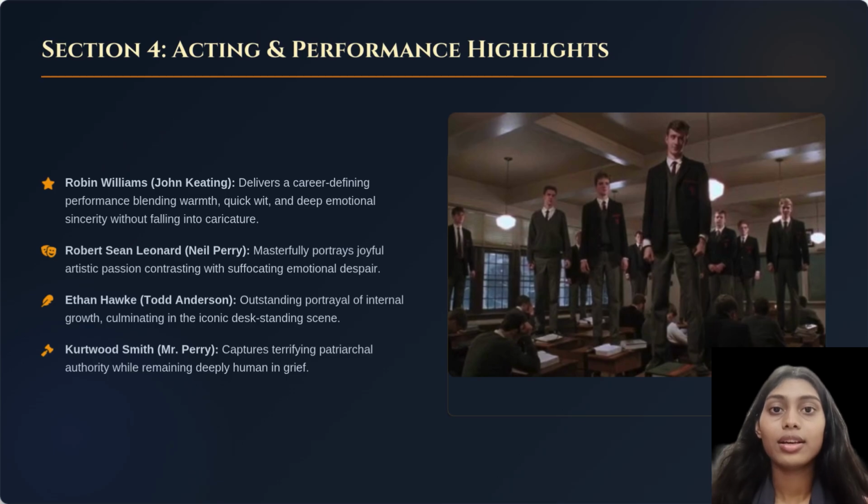Turning to slide 9, the film's emotional weight relies heavily on its outstanding cast. Robin Williams delivers a masterclass performance as John Keating, balancing humor, warmth, and quiet authority. Robert Sean Leonard brings deep conviction to Neil Perry, vividly conveying both his artistic passion and tragic emotional struggle. Ethan Hawke captures Todd's internal growth, making his transformation feel earned and believable.